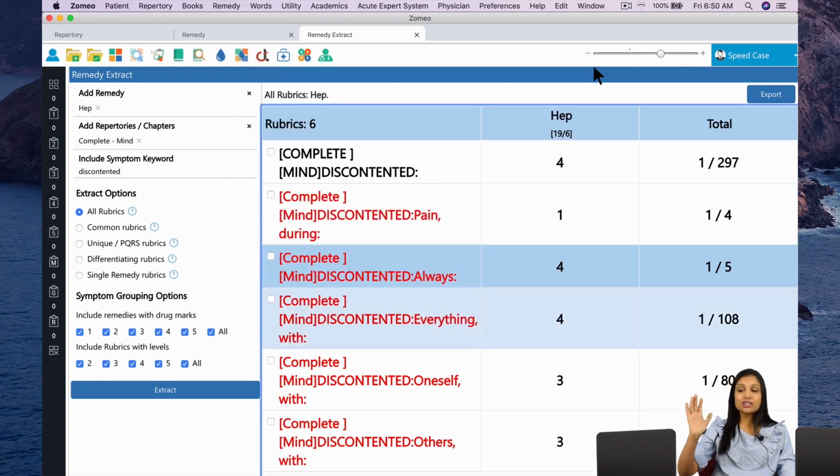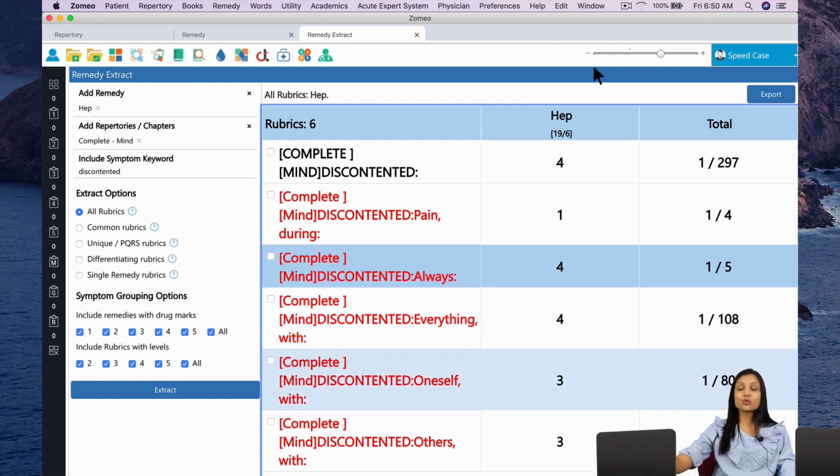Then you see discontented with everything. Discontented with the self as well as discontented with others. So generally there is very little in the life of Hepar Sulph that he is not discontented or dissatisfied about.